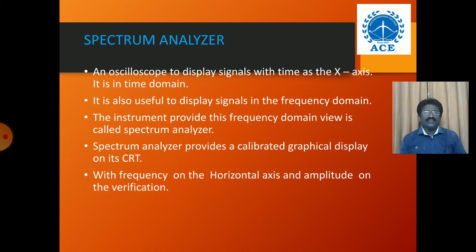Okay, here the spectrum analyzer and oscilloscope display the signals with time as the XY axis. So generally, with the help of CRO you can measure amplitude, frequency, time in the time domain. So it is also useful to display signals in the frequency domain. The instrument that provides this frequency domain is called the spectrum analyzer. So generally here we will see output of the generators.